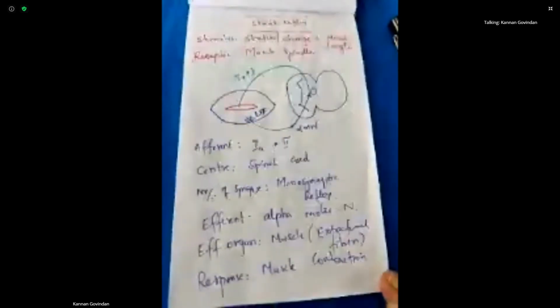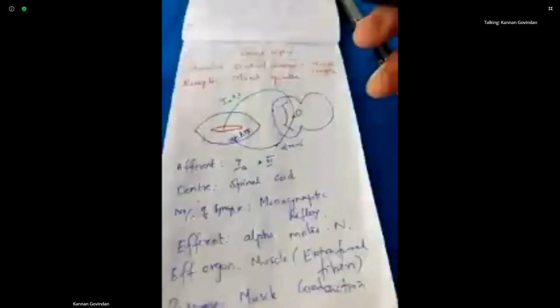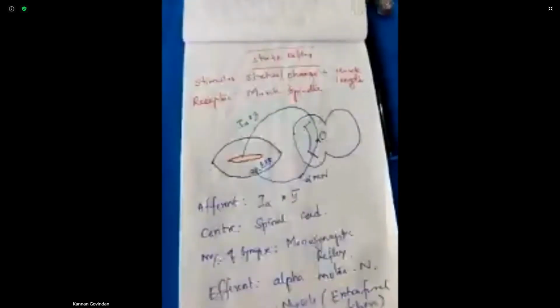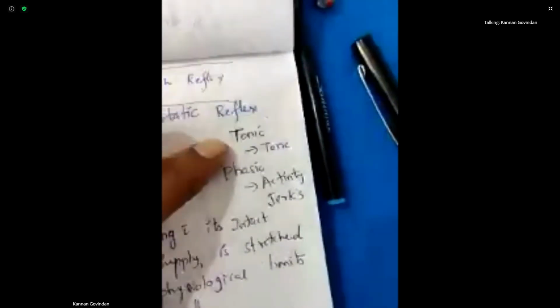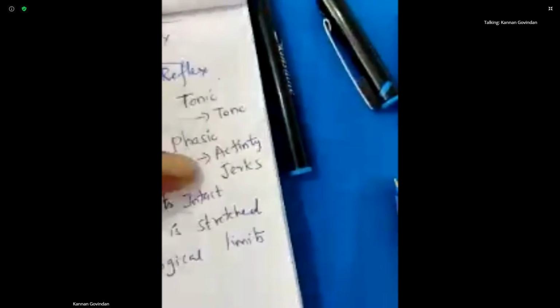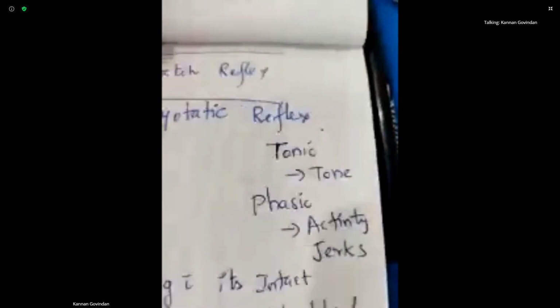If you write like this with the adequate diagrams, you get full marks. Okay. So it is a major posture regulating reflex, which also may regulate your muscle tone. So there are two types of stretch reflexes. We have the tonic stretch reflex and phasic stretch reflex. Tonic stretch reflex regulates the muscle tone. Phasic stretch reflex is exhibited during our muscle activity along with during muscle jerk. In a deep tendon reflex test, all this deep tendon reflex comes under phasic stretch reflex.